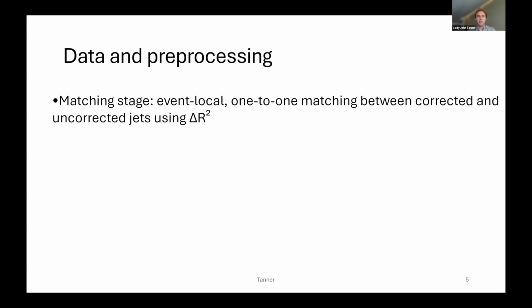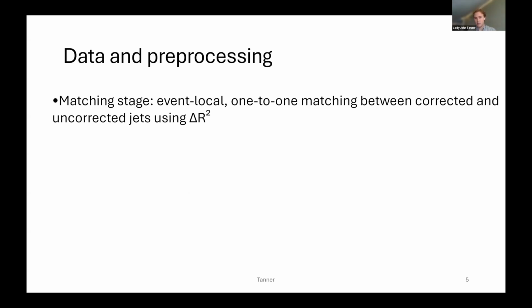So we'll look at the data in the pre-processing first. We had the matching stage, which was event local. We looked inside of an event from the uncorrected data and an event from the corrected data, and we minimized the delta r squared between them. So we minimized the angular separation.